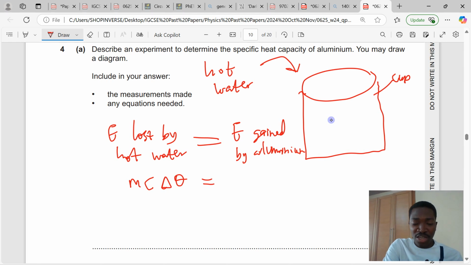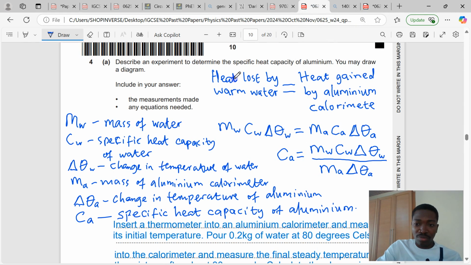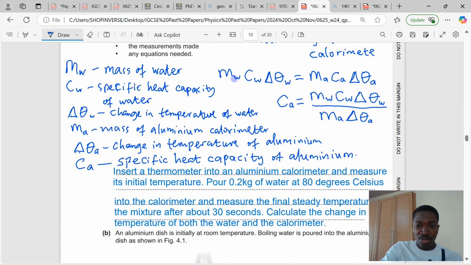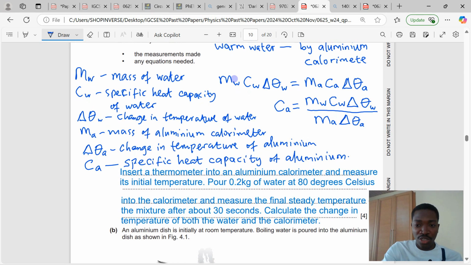What's the formula for heat energy gained by aluminum? Mass of aluminum, specific heat capacity of aluminum, change in temperature of aluminum. So this same concept I explained here, that is what I wrote here. So this is the procedure. This is the procedure you have to follow in order to solve that question.